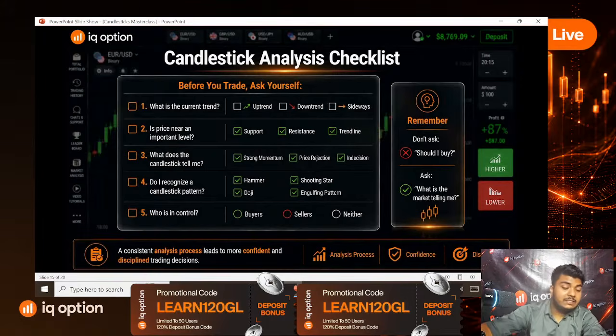This is called a candlestick analysis checklist. Before making any trading decision, it is good to ask yourself a few simple questions. Start with the trend. Is the market moving up, down, or sideways? Next, check whether the price is near an important level such as support, resistance, or a trend line. Then look at the candlesticks. Are they showing strength, price rejection, or indecision?